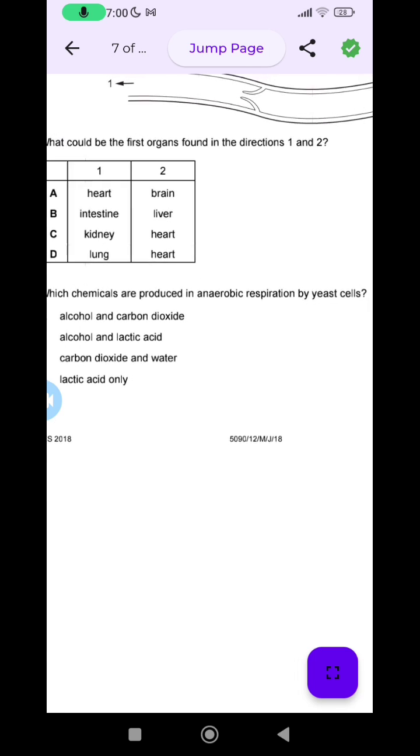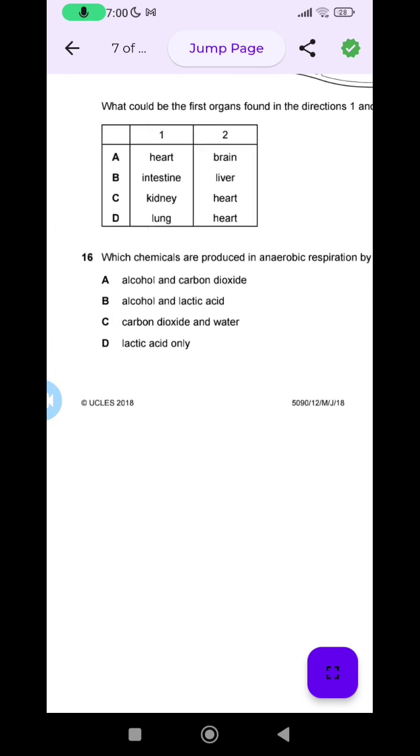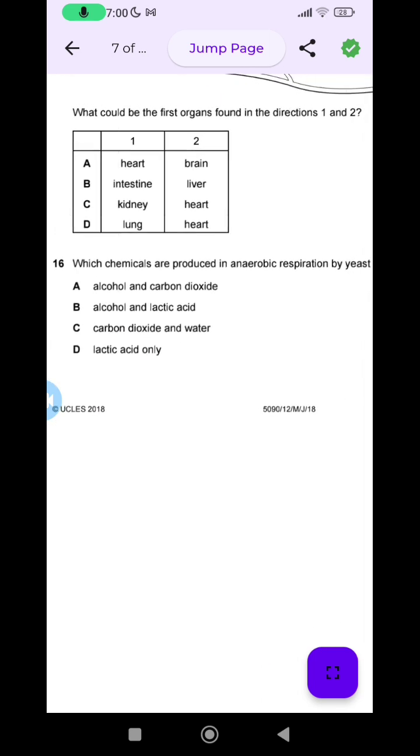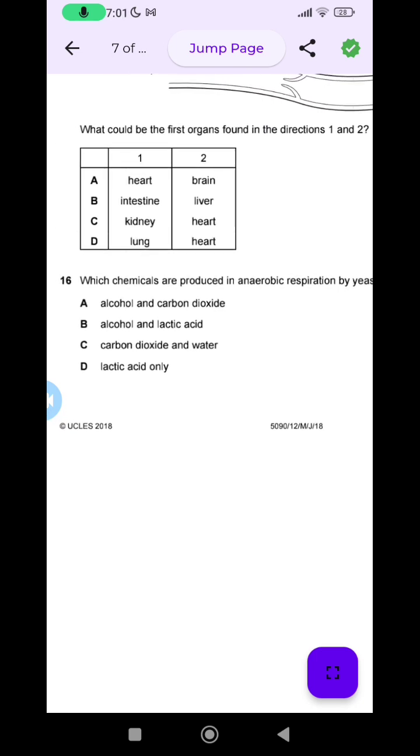Which chemicals are produced in anaerobic respiration by yeast cells? Now we know during anaerobic respiration by yeast cells, alcohol and carbon dioxide are produced. Lactic acid is produced in humans, and carbon dioxide and water is not produced. B and D are already incorrect because lactic acid is only produced in humans. C is incorrect because yeast also produces alcohol. So A is the correct answer.